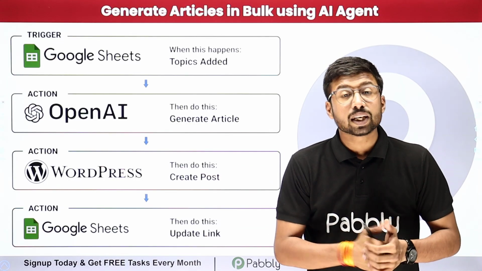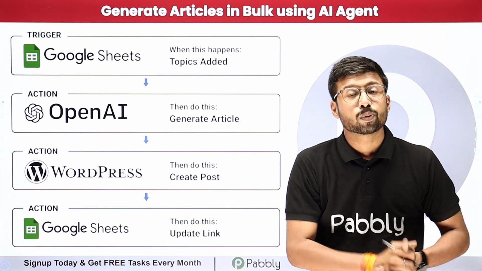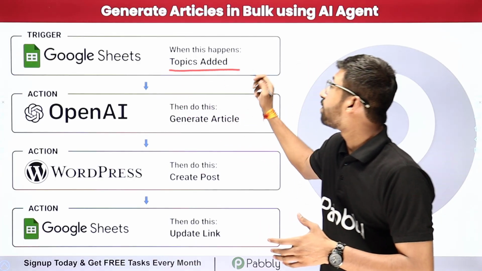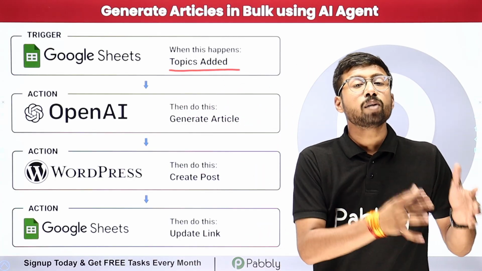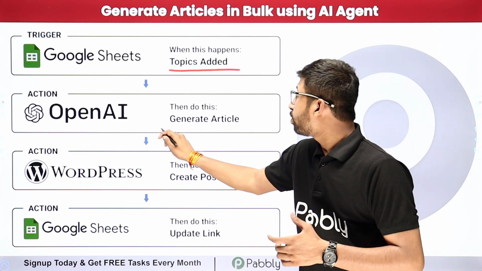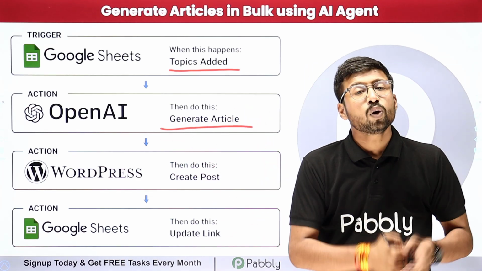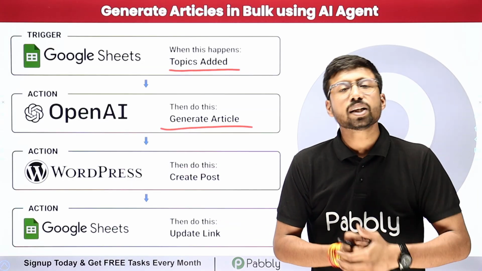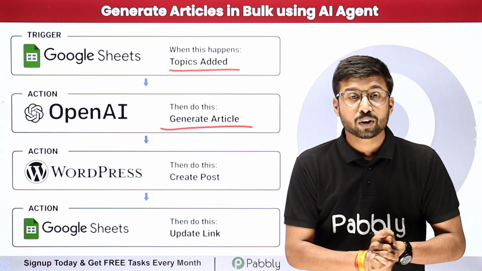So let me tell you, this AI agent can completely automate this process. This AI agent will first get all the topics which we have in our Google spreadsheet. And then one by one, it will send those topics to OpenAI. And using OpenAI, we are going to generate the article. Now in this video, we are just taking OpenAI as an example. But instead of this, you can use any other AI platform to generate your article content.